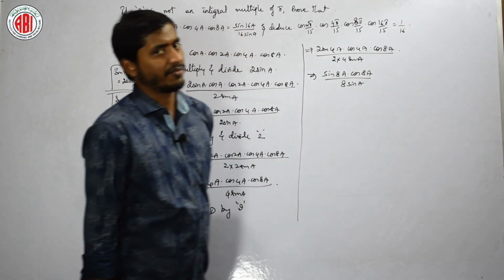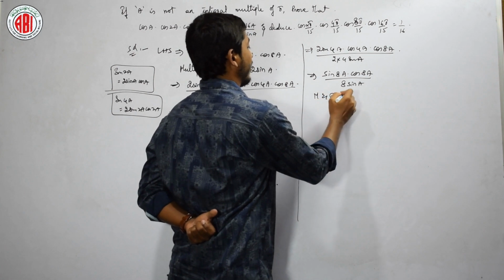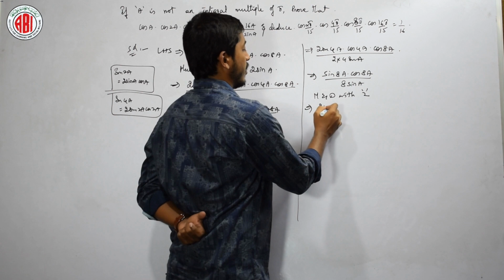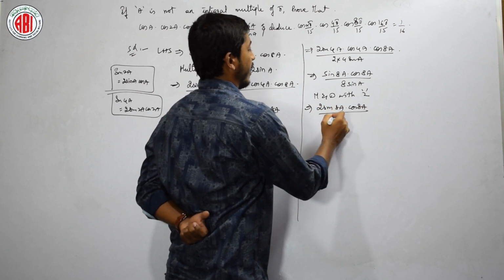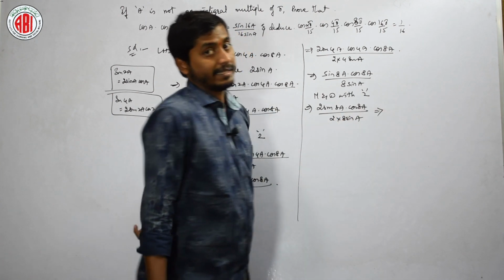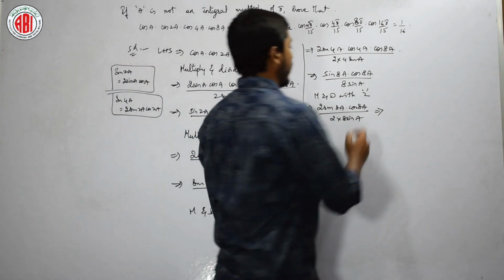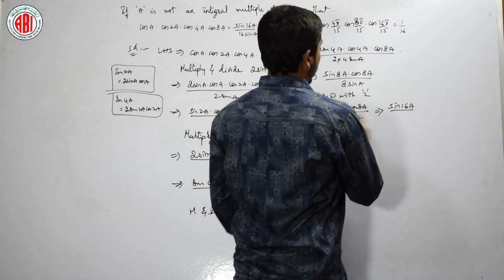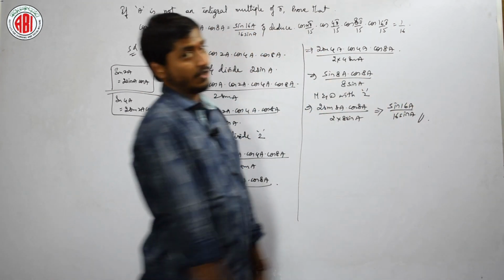Again the next step what we have to do, again multiply and divide with what? 2. What it will become? 2 sin 8a into cos 8a divided by 2 into 8 sin a. Isn't it? Again the same, 2 sin 8a cos 8a, it will be sin 16a divided by 2 8s are 16 sin a. This is what he is asking us to prove.